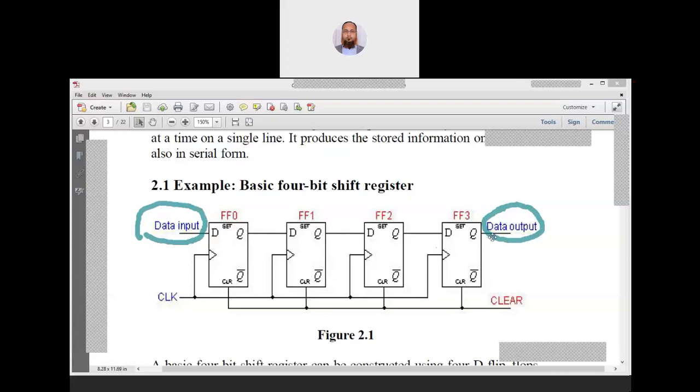Let's say after some time we want to take the data outside, so this is the point where we have to take the data out. Clock will come, the first bit will come outside, the FF3 bit comes outside. Then this bit moves here, this bit will move here, this bit will move here. Then again we tap the clock, the data will come again outside. Like this it would continue and the data will keep popping out.